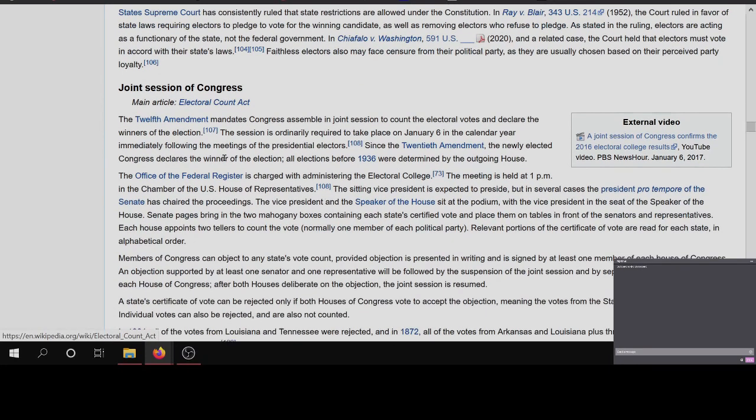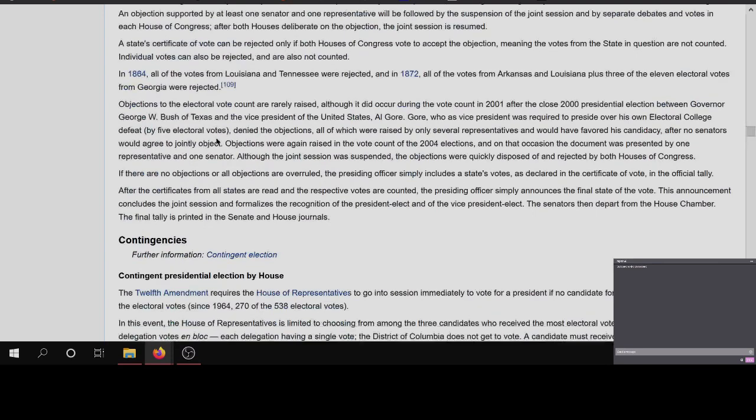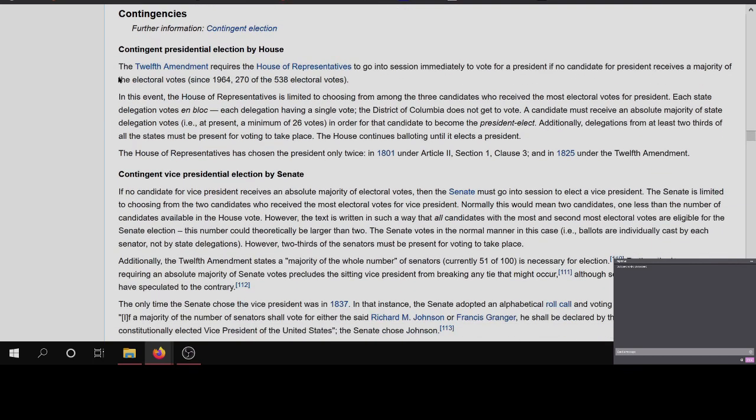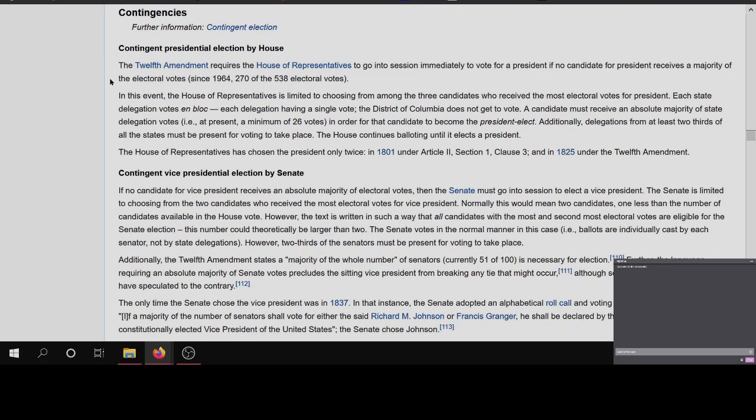Joint session of Congress. The 12th Amendment mandates Congress assemble in joint session to count the Electoral College votes and declare the winners of the election. Contingencies: contingent presidential election by the House. The 12th Amendment requires the House of Representatives to go into session immediately to vote for president if no candidate for president receives a majority of electoral votes. So yeah, we'll see how that goes, because that's part of the 12th Amendment.